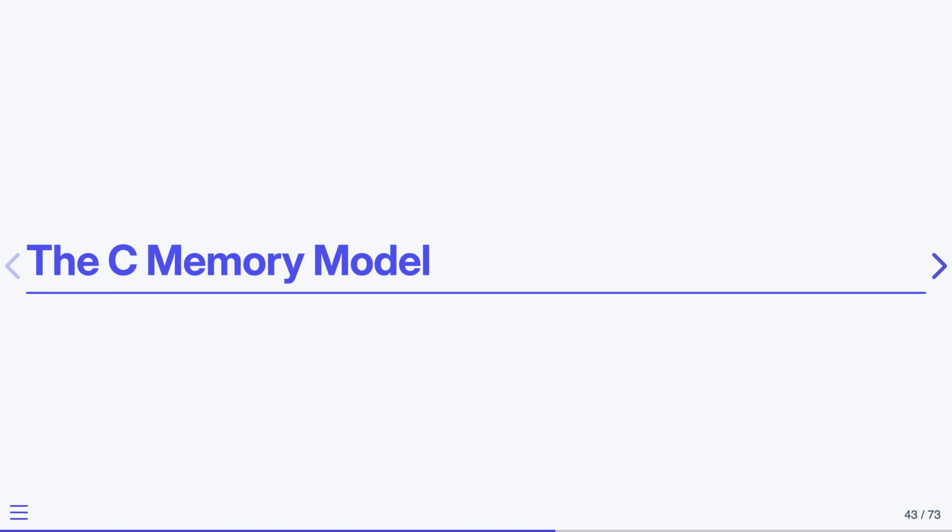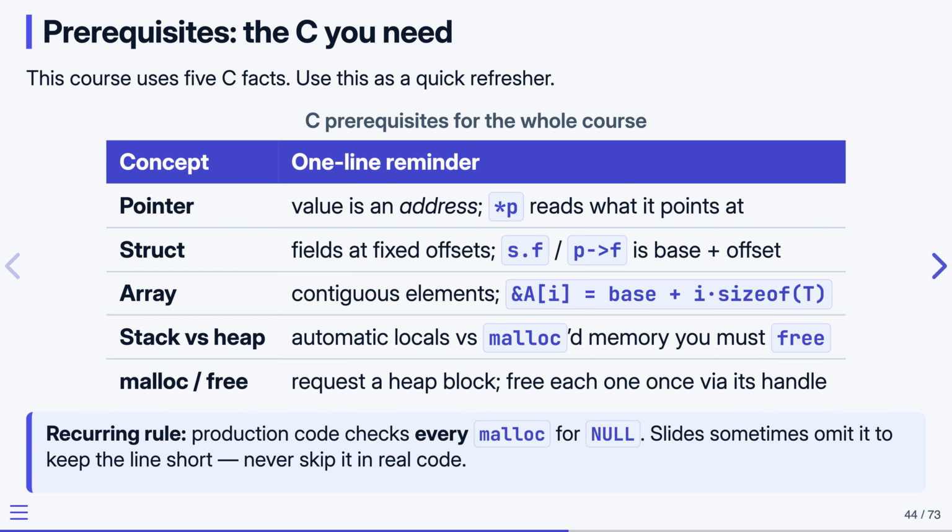Now we turn to the C memory model. Up to here, we talked about cost. Next, we look at where our data actually lives in memory and why C makes us think about it. This course leans on 5 facts about C. Think of this as a quick refresher. Let's walk through the 5.